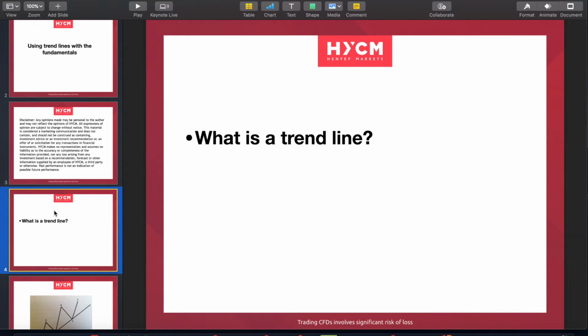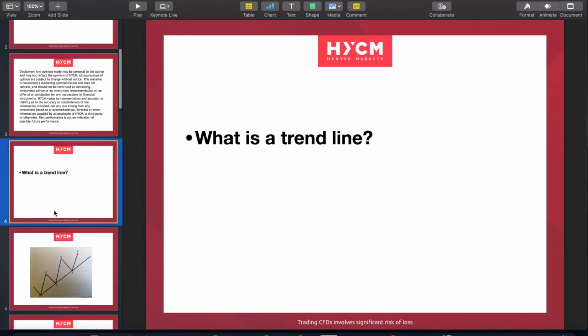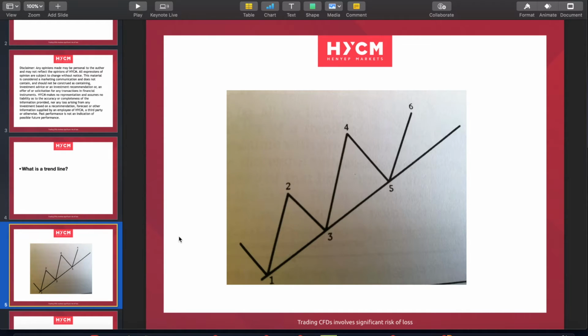So before we get involved, what is a trend line? A trend line, very simply, in an uptrend is a straight line drawn upwards that connects successive reaction lows. You see this solid line connects reaction low 1, reaction low 3, reaction low 5. This line connects them, and that is an uptrend.